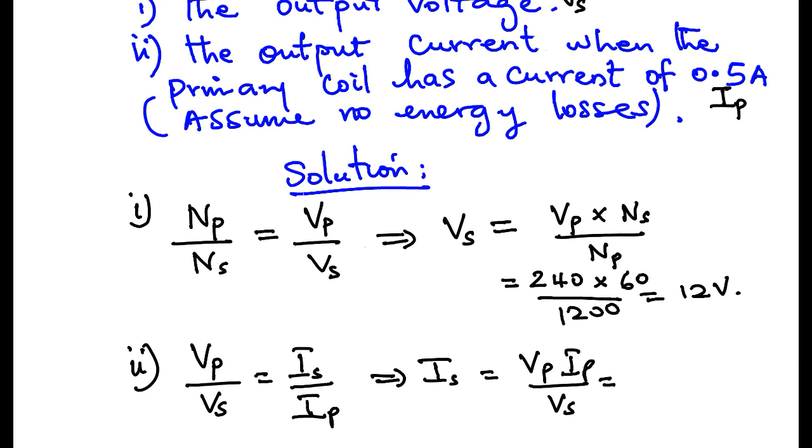Substituting the values given, we have 0.5 multiplied by 240 divided by 12, and that is equal to 10 amps.